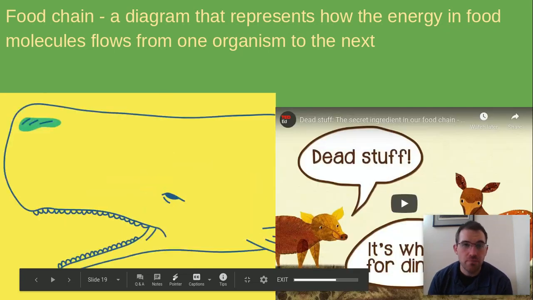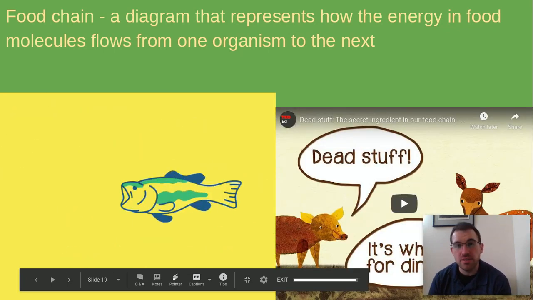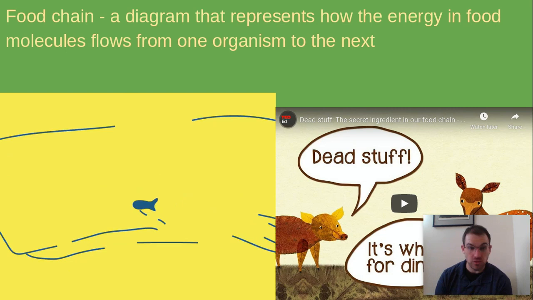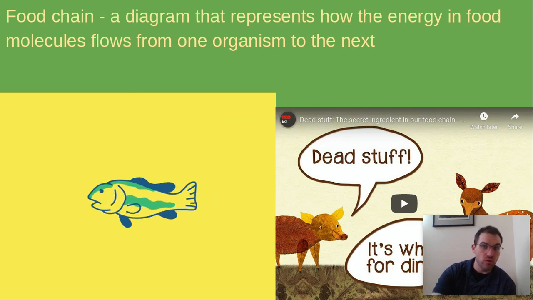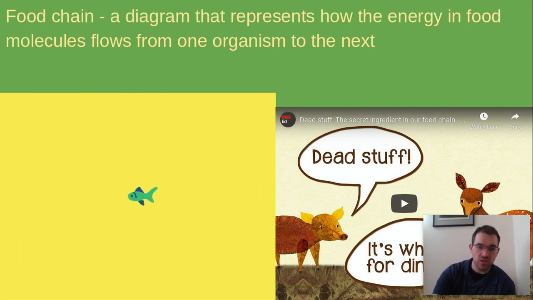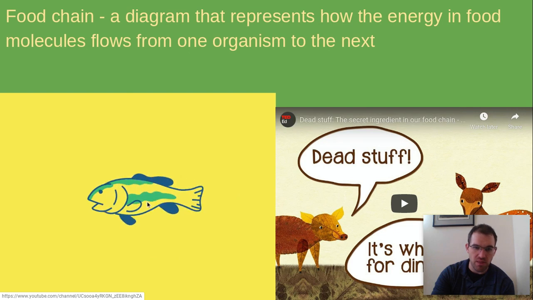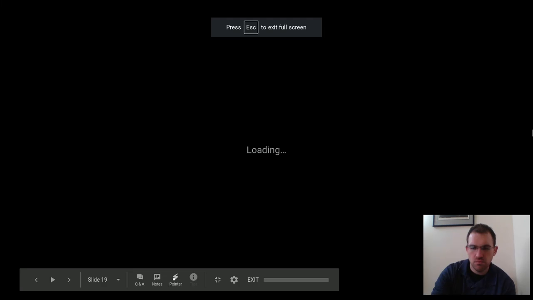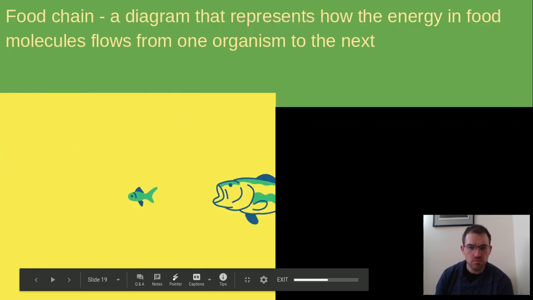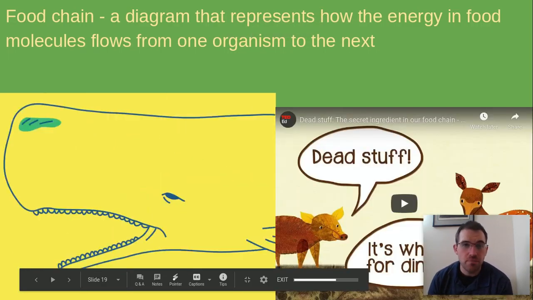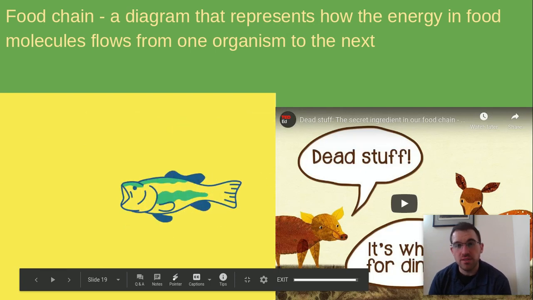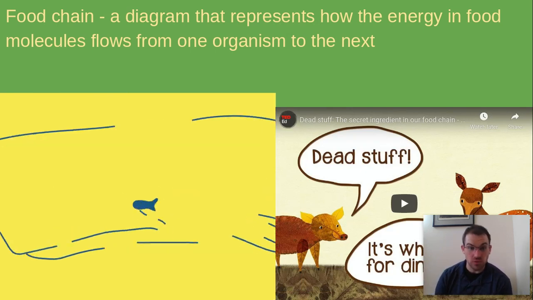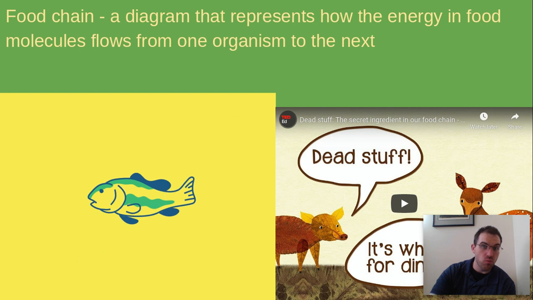A food chain is just a diagram. It represents how energy in food molecules flows from one organism to the next. You can start to see on the bottom left, the little fish gets eaten by the bigger fish, gets eaten by the biggest fish. Down on the bottom right, there's pretty interesting information about how decomposers and dead things factor into the food chains. But I'll let you watch that one on your own rather than inside of this video.